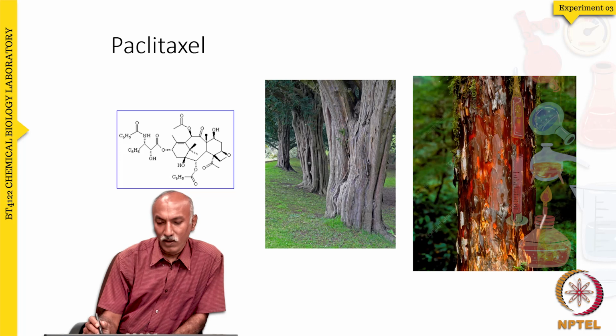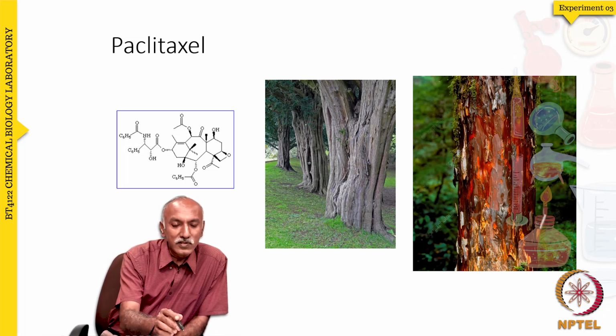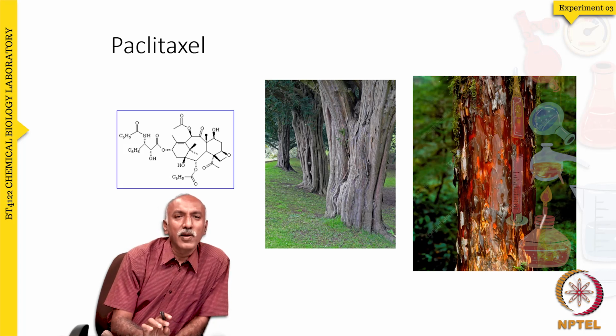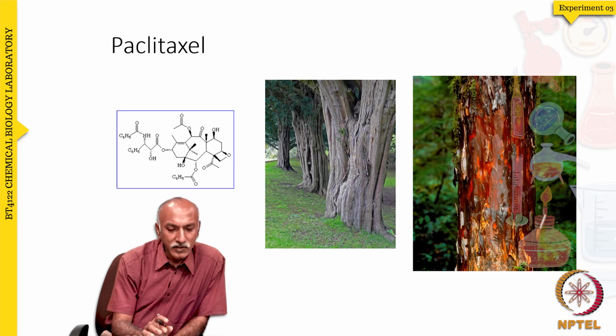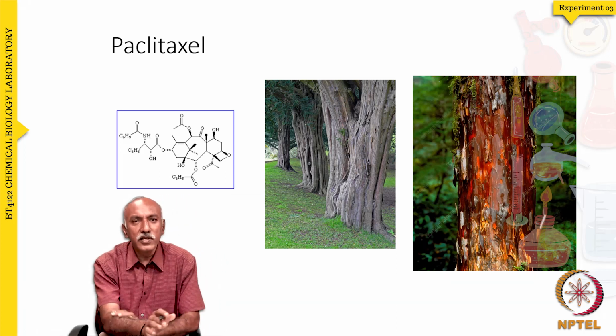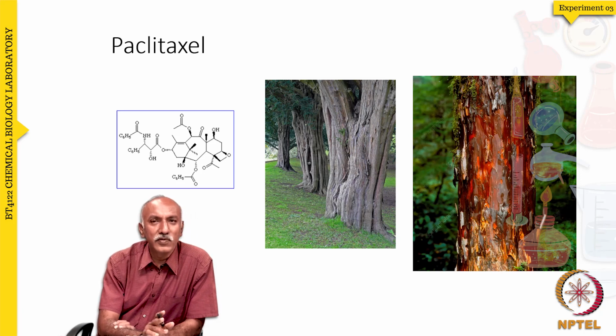This is how the Pacific yew tree looks. Now, are these natural products primary metabolites or secondary metabolites? Many of you are aware that the primary metabolites are basically DNA, RNA, proteins, carbohydrates, lipids, and nucleic acids. The secondary metabolites are small molecules arising from natural products.